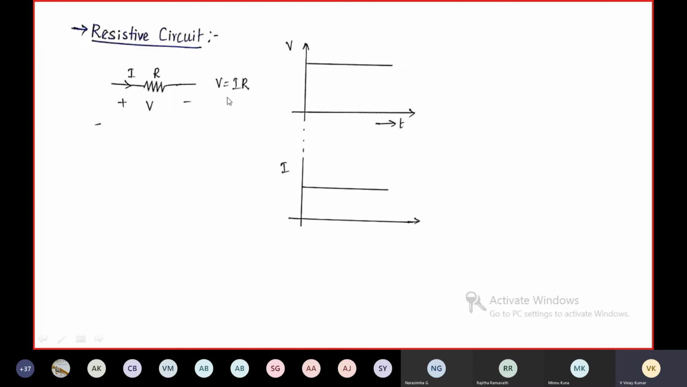You know, V is equal to IR in the case of a resistive circuit. If I apply a voltage across this resistor, let I be the current flowing through it and R the resistance of the resistor. Because of this relationship, the current waveform follows the input voltage waveform, where V is the voltage applied across the resistor and I is the current flowing through it. Because of V is equal to IR, the current follows the voltage waveform.